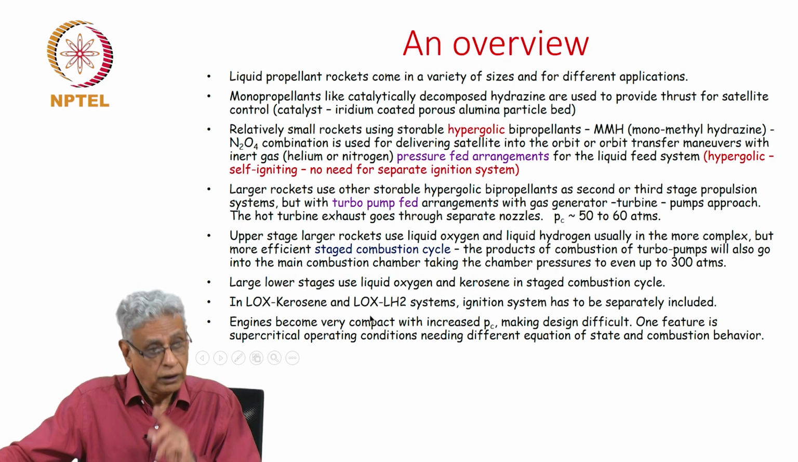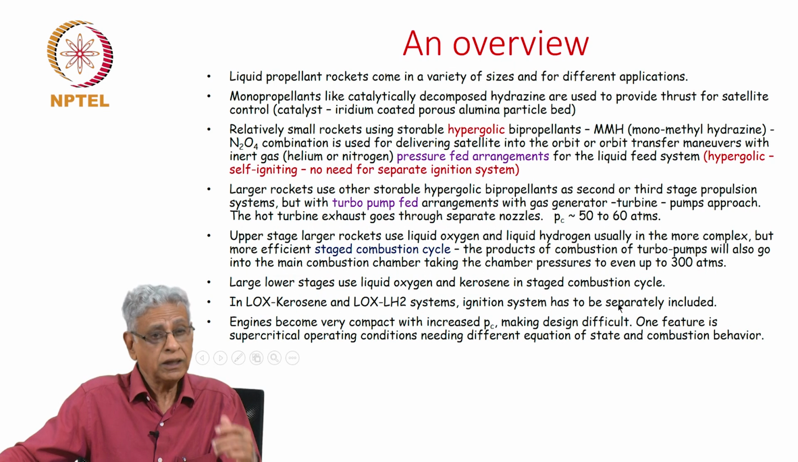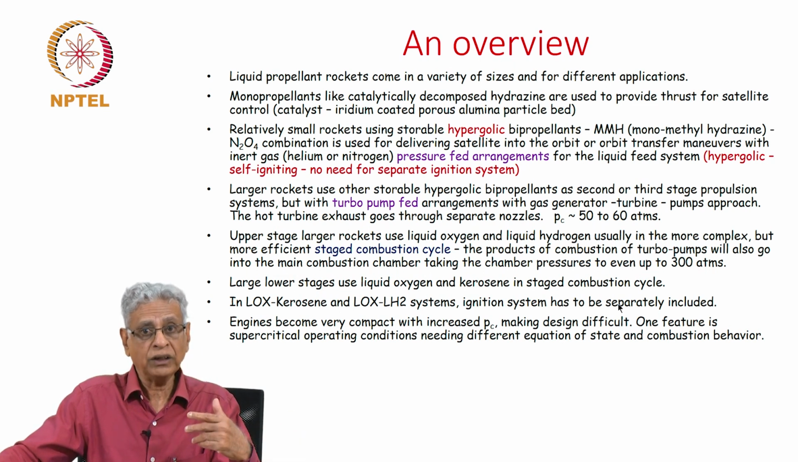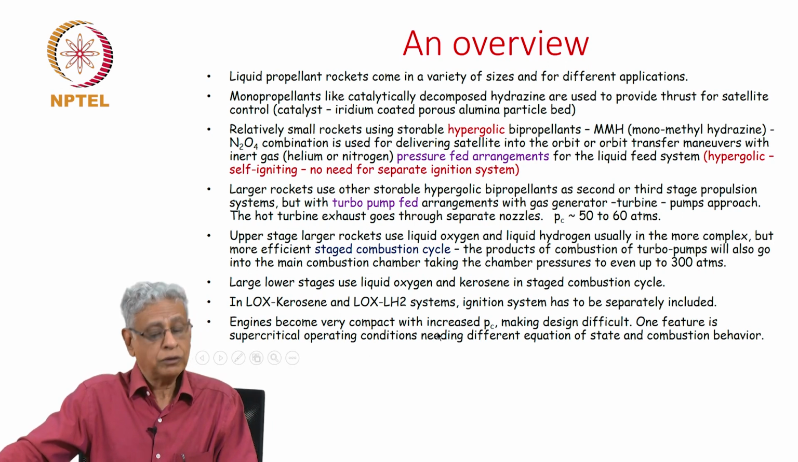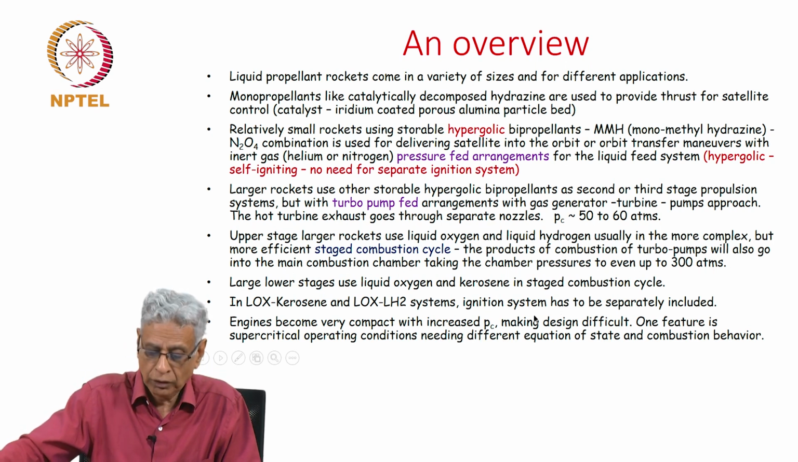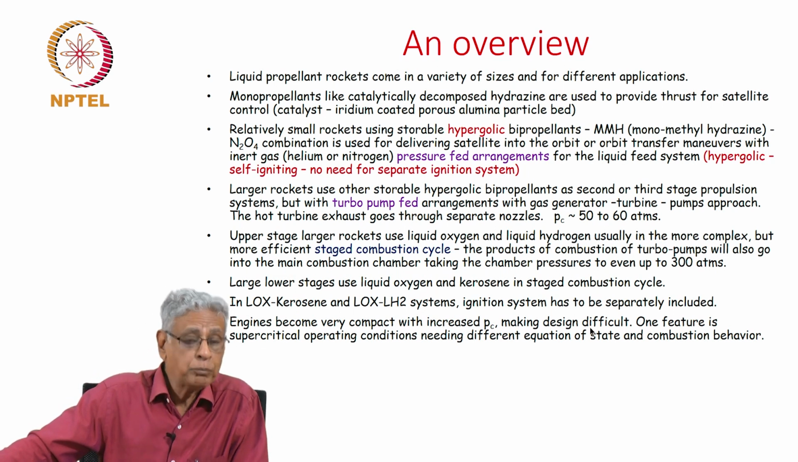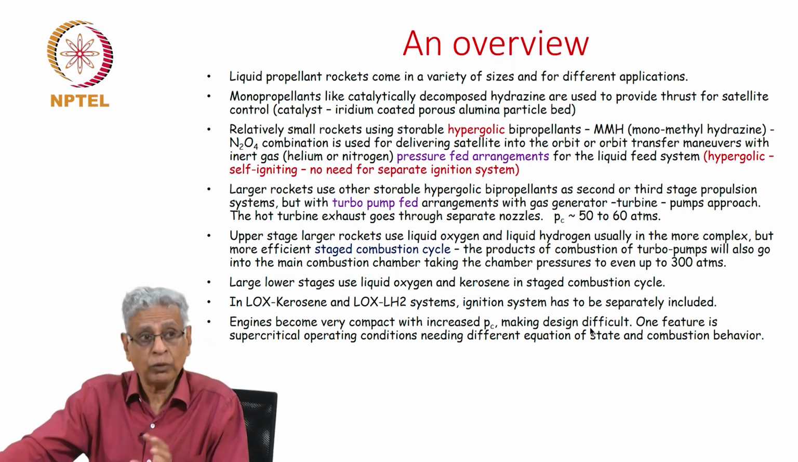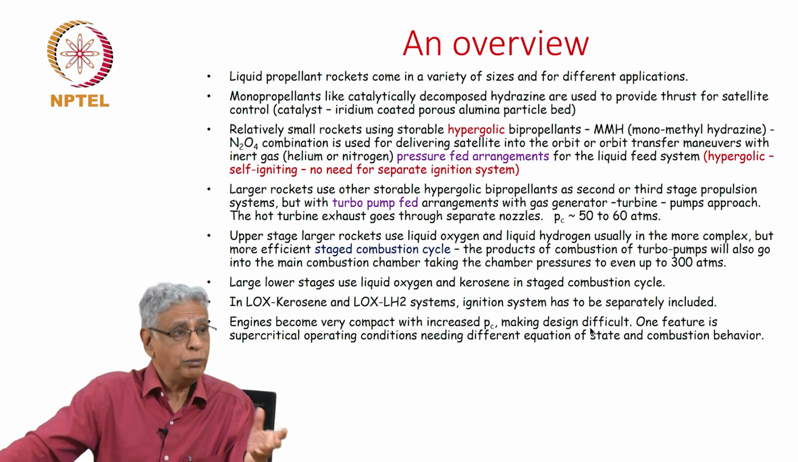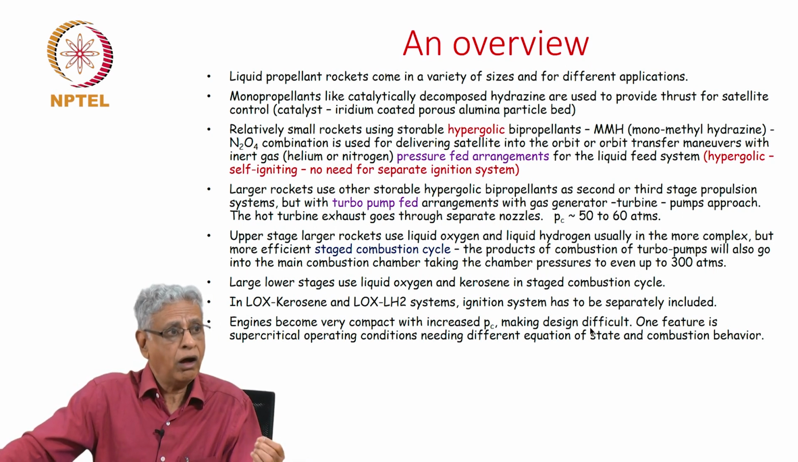In LOX kerosene and LOX hydrogen systems, the ignition system has to be separately included because the fuel and oxygen combination is not hypergolic. The engines become very compact with increased chamber pressure, making the design difficult. In fact, in staged combustion cycle, the peak pressures go right up to 700 atmospheres, and you have to be very concerned about the pumps and seals to make sure no leakages occur. It is a very tough engineering call on the design of these systems.